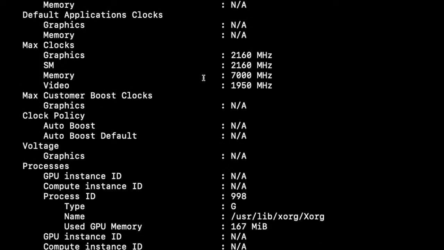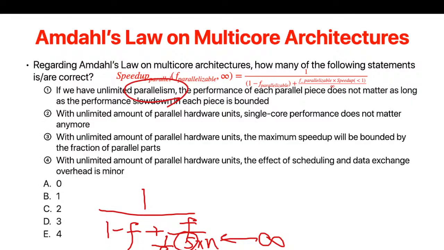For the GPU, the maximum clock is only 2.1. So each GPU core is in fact slower than your CPU. But the performance of running sorting on the GPU is a lot faster than on the CPU, because the GPU has thousands of processing elements running at 2.1 gigahertz, compared against the CPU, where you only have 8 cores, although each of them runs at 3.7.